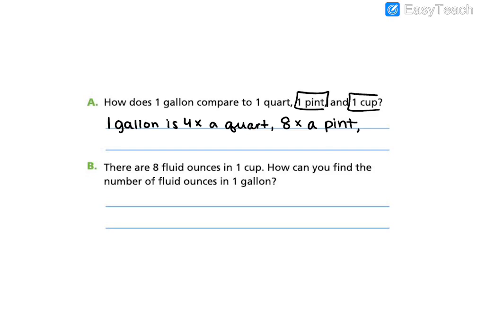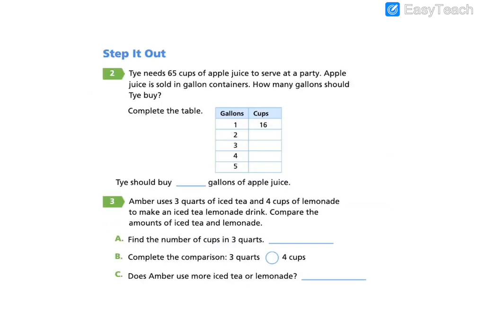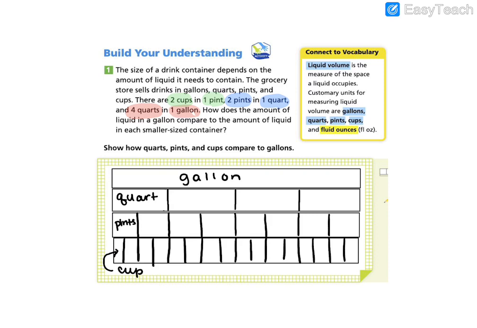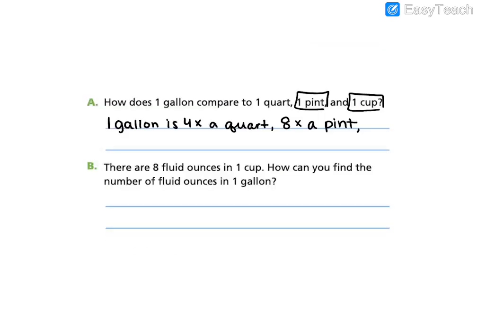And finally, what about 1 cup? Let's see how many cups are in a gallon. We know there are 2 cups in every pint. So if there are 8 pints in a gallon, then there are 16 cups. So it is 16 times as much as a cup.